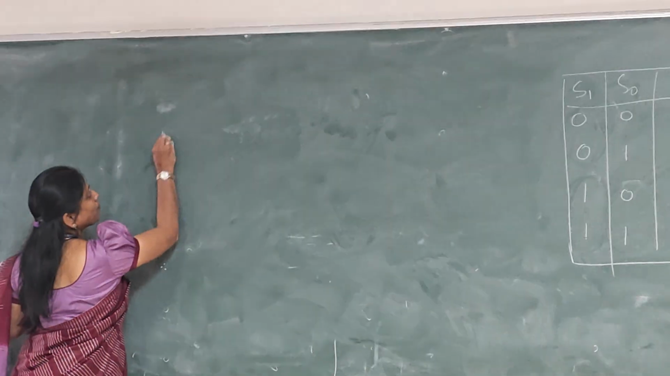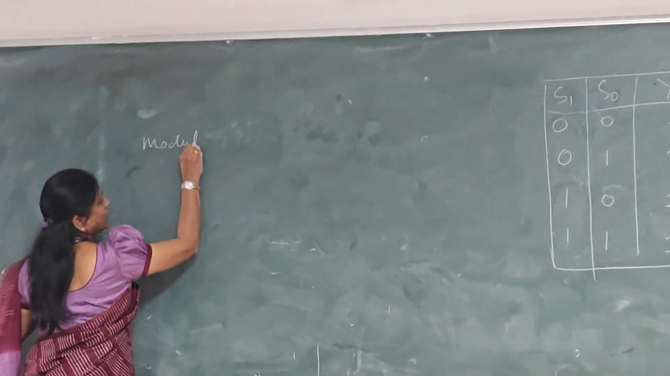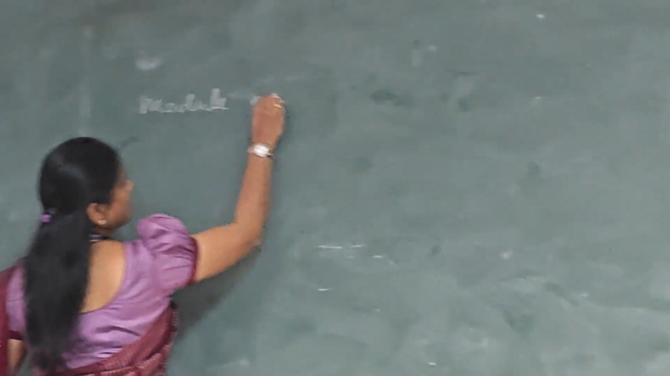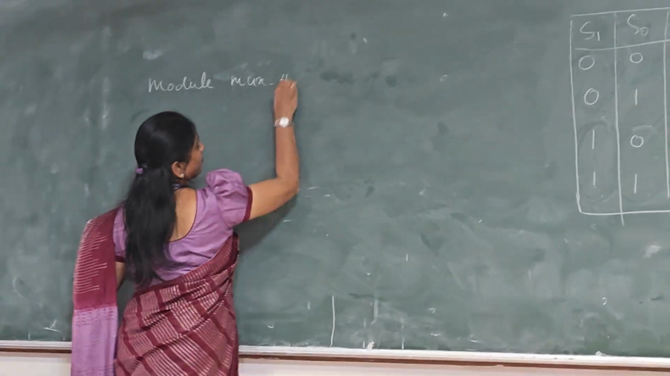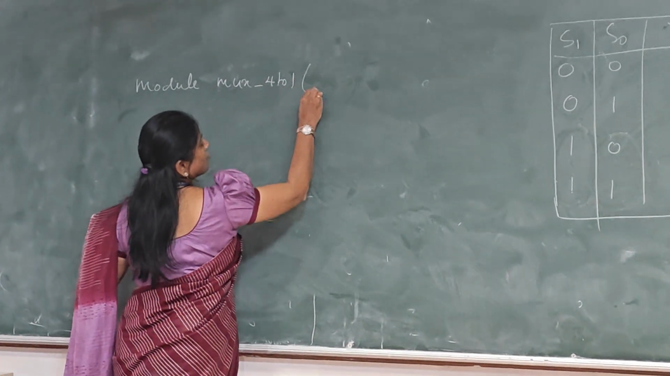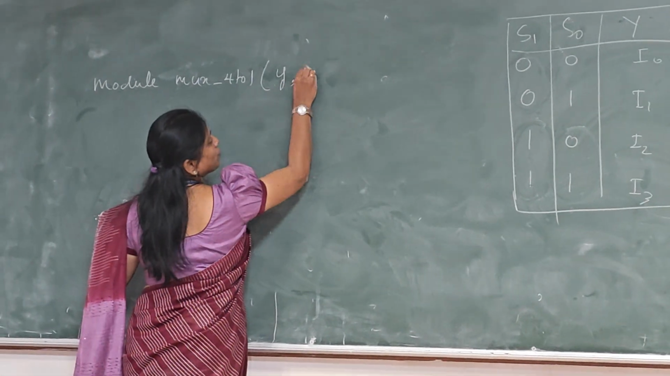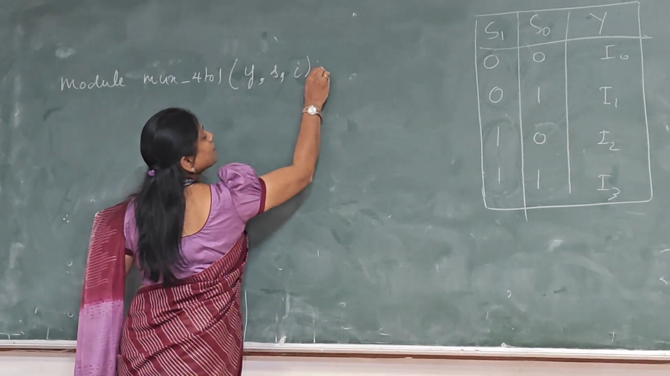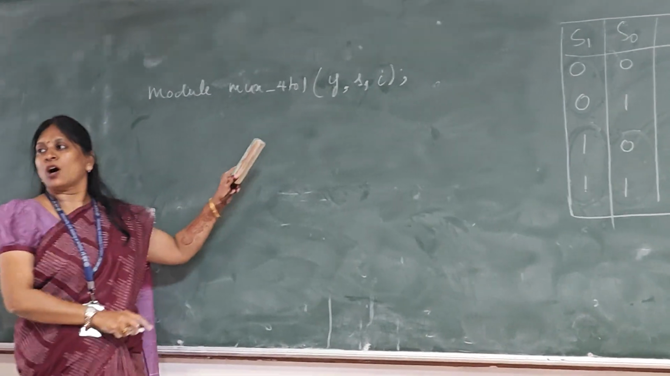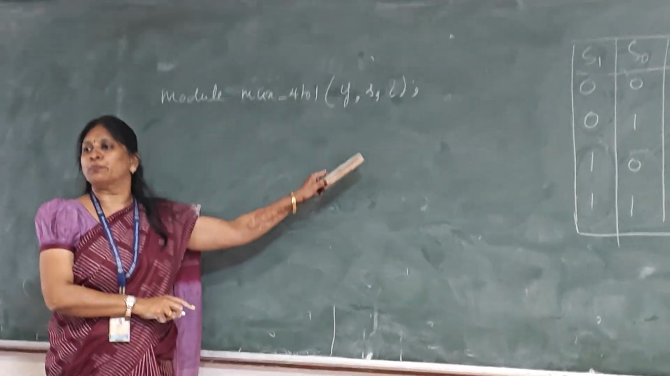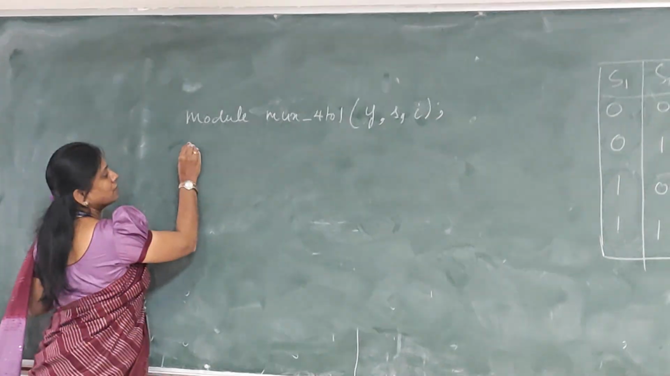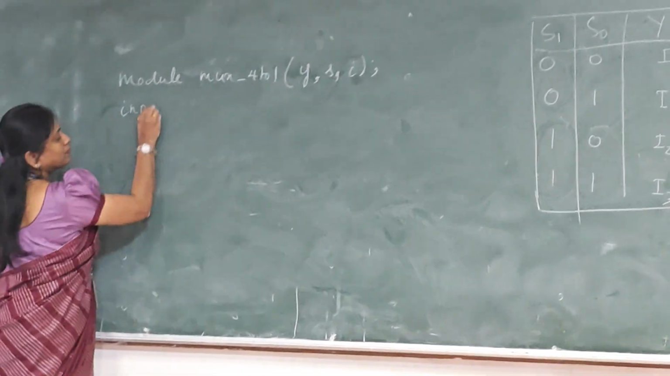Okay, now let us see how we can write the code using the conditional operator. So what is your output? Y, input I. Always use this order: output, selection line, input.